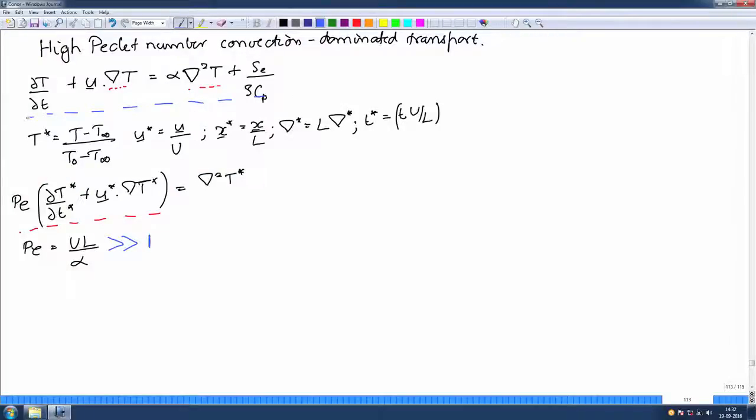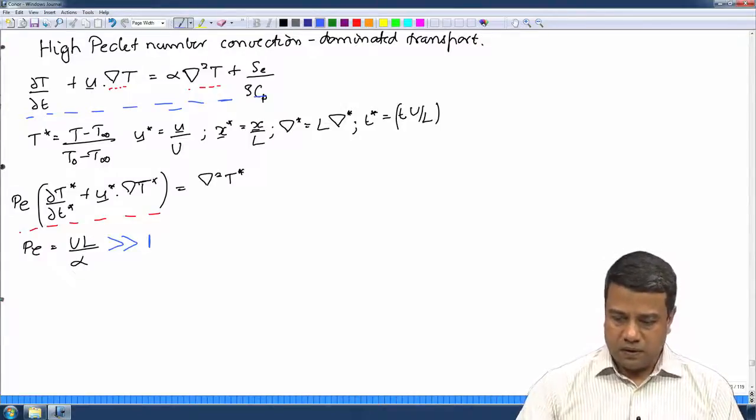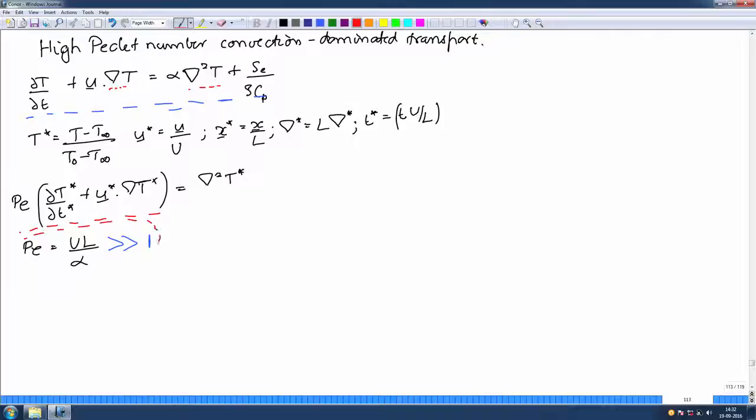Last class we were discussing high Peclet number convection dominated transport as part of our course on fundamentals of transport processes. The convection diffusion equation that we had, within that if we scale all velocities by the flow velocity and all lengths by a characteristic length, the equation has the convective term on the left multiplied by the Peclet number and the diffusion term on the right. After solving diffusion dominated flows when the Peclet number is small, we had now come to considering convection dominated flows where the Peclet number is large.